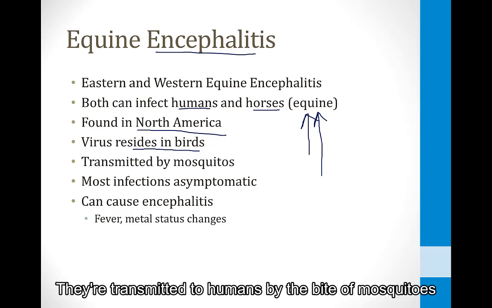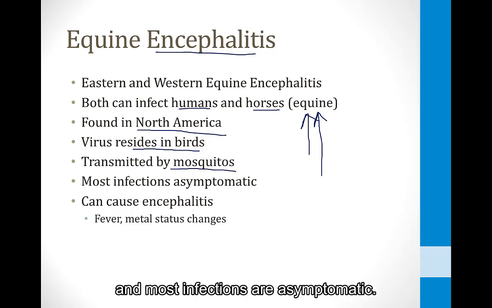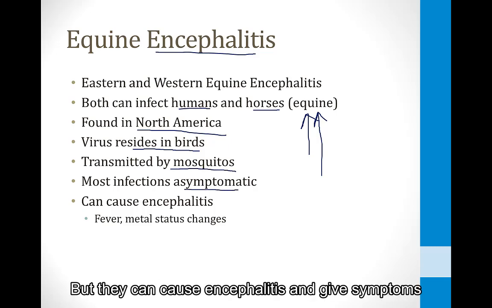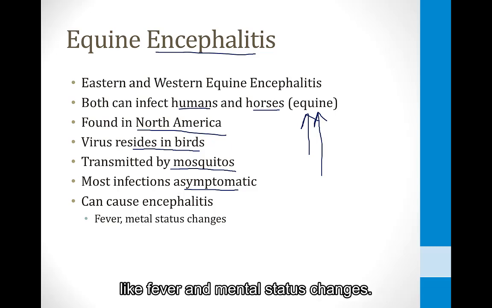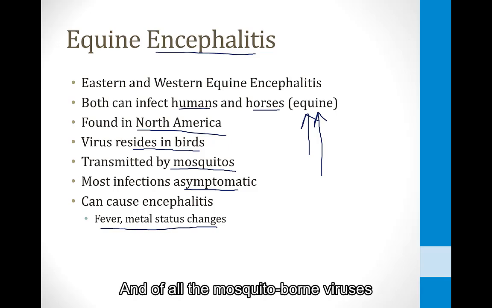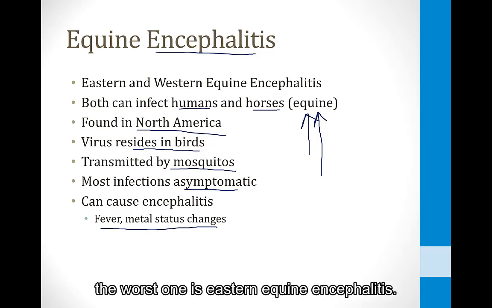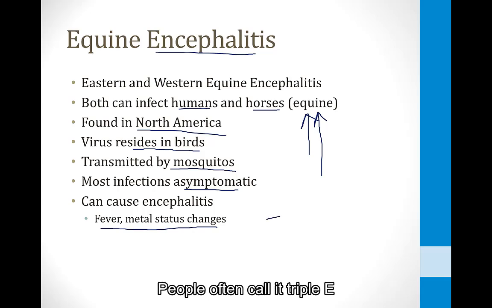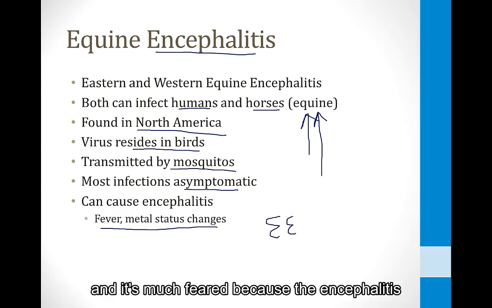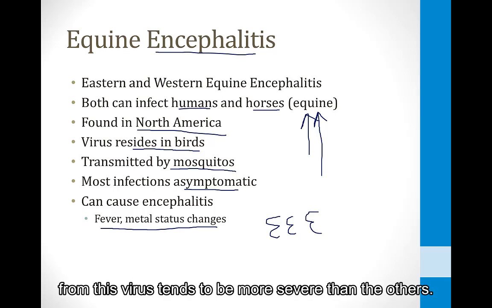They're transmitted to humans by the bite of mosquitoes, and most infections are asymptomatic, but they can cause encephalitis and give symptoms like fever and mental status changes. And of all the mosquito-borne viruses that can cause encephalitis, the worst one is Eastern equine encephalitis. People often call it triple E, and it's much feared because the encephalitis from this virus tends to be more severe than the others.